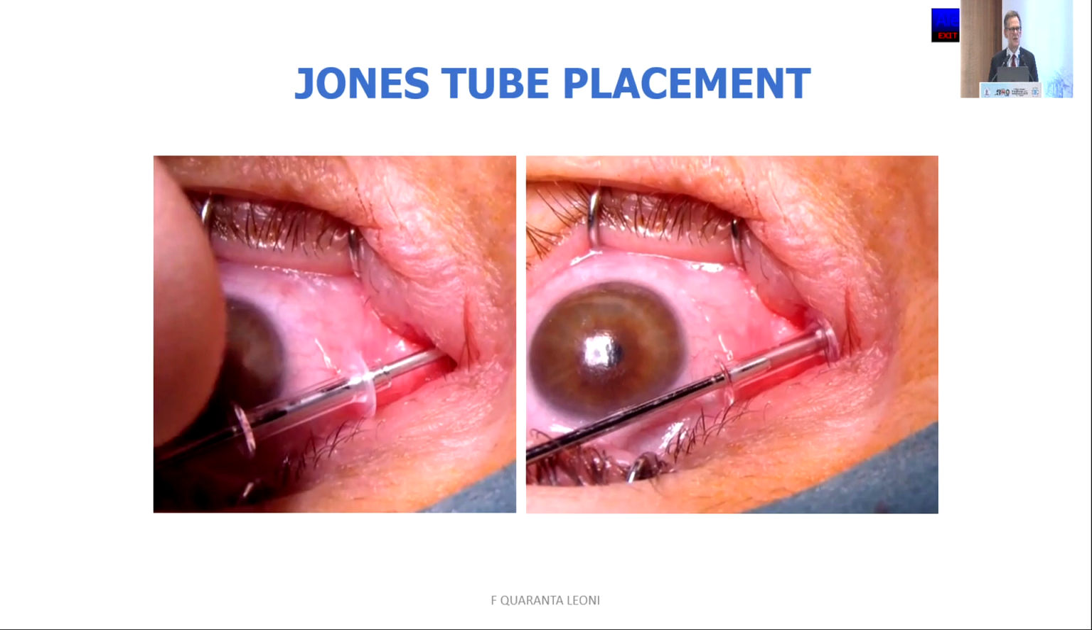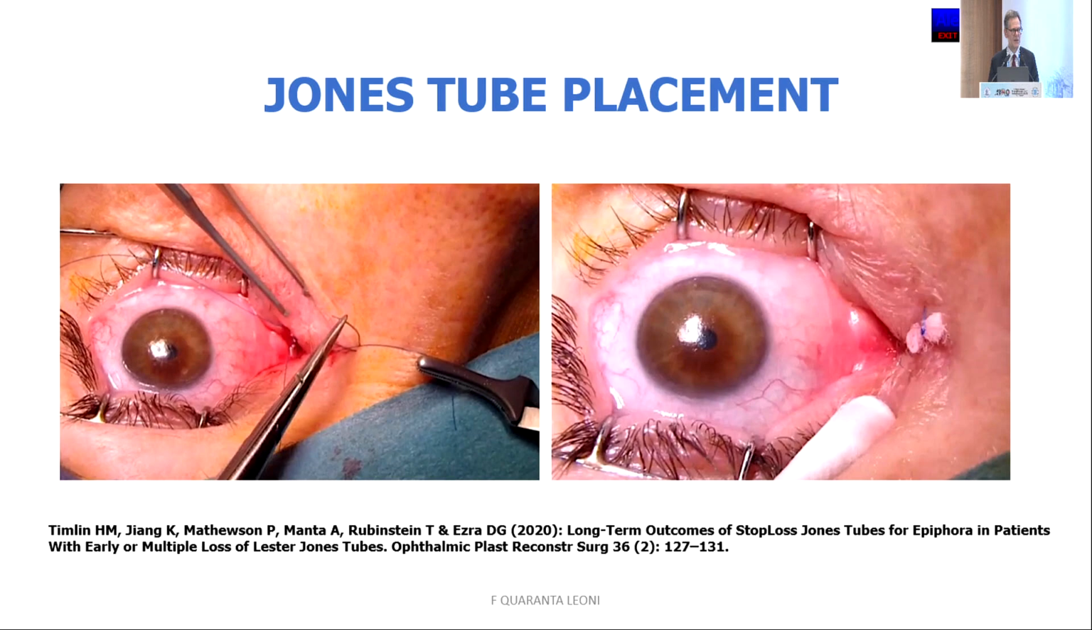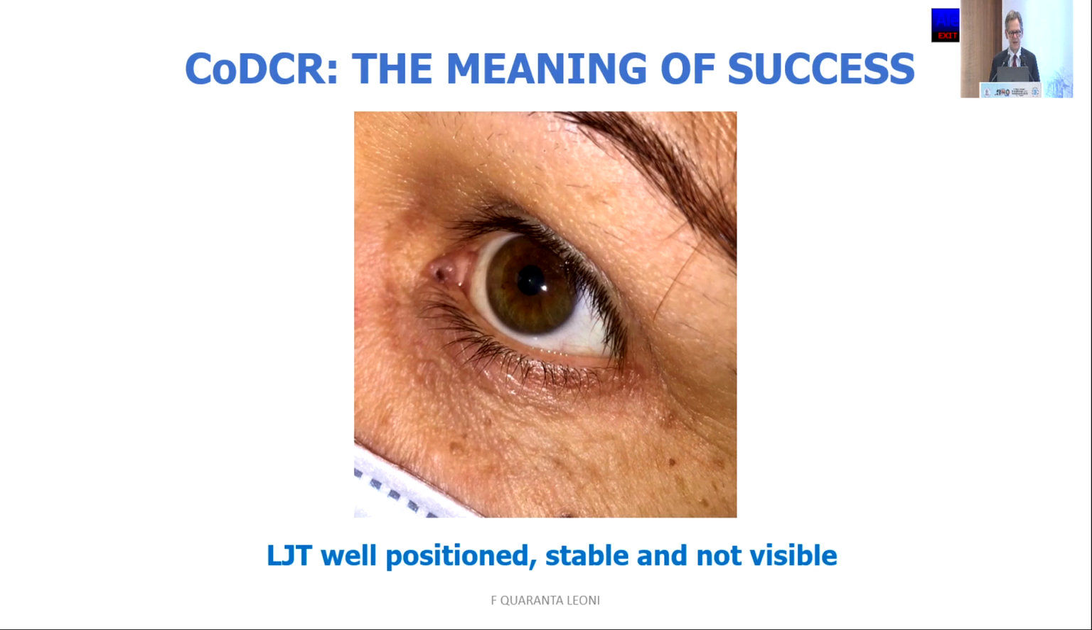What you have to worry about with the flange, which is very important, is that you place the flange about 3 millimeters distant from the lateral wall of the nose, because if it's very close to the lateral wall of the nose and you have an inflamed nasal mucosa during a flu or just after surgery, then it will push the flange inside. This is why, to start with, the stop-loss Jones had a high tendency of migration of the tube as opposed to extrusion of the tubes. And then I place it, I suture it at the medial canthus, and you leave it in place for about 3 weeks. So the success is a left side Jones tube, well positioned, stable, and not visible.